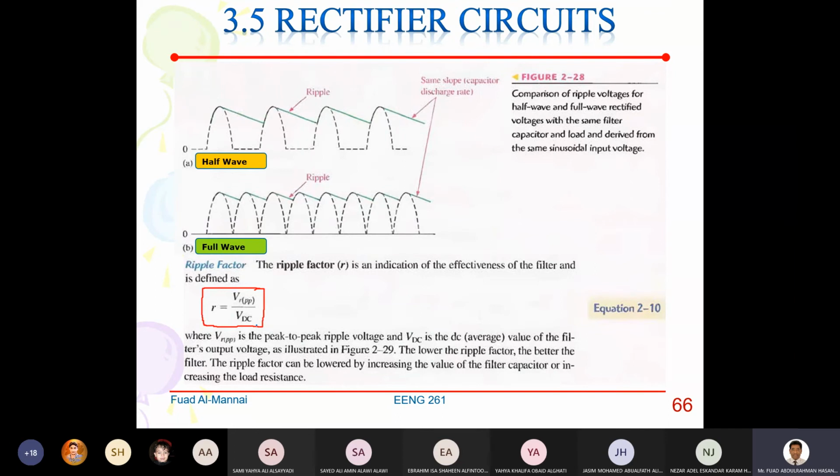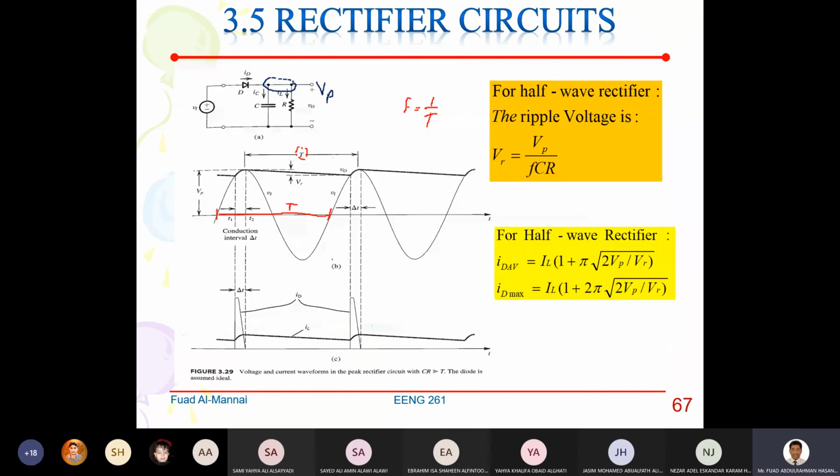Okay, guys. Now we come here. This is the half wave rectifier, and we have the capacitor across the output load, and as you can see, we produce ripple. Remember that the ripple here depends on the value of C, the capacitor, and the value of R.